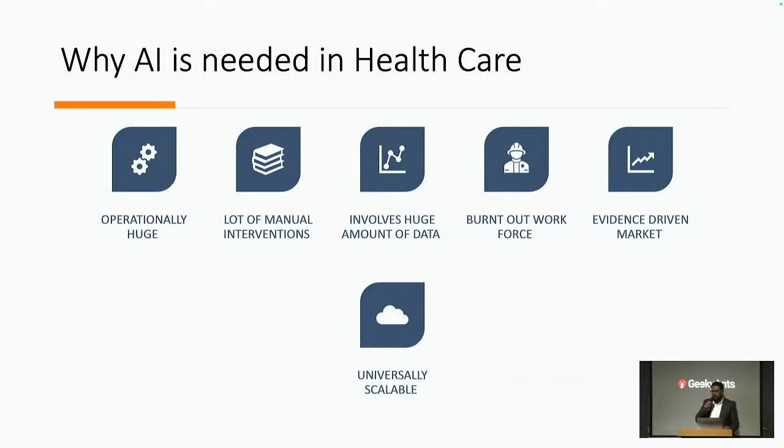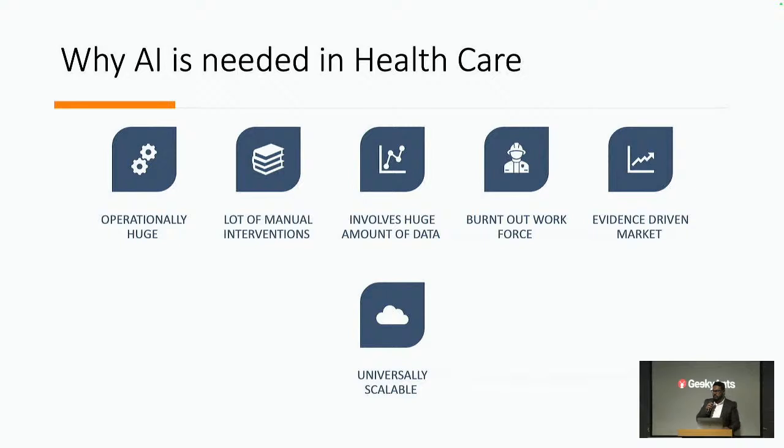AI has a lot of scope, not much more than what currently is there in the market, but there's a lot of scope. And as I said, it also involves a huge amount of data, and the data which healthcare deals with is more sensitive, patient confidential data. So that is also one thing which makes healthcare a little riskier, as well as there's a demand for it. So that is also one reason why there is a huge need for AI in healthcare.